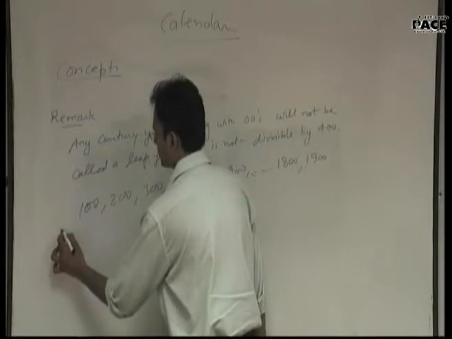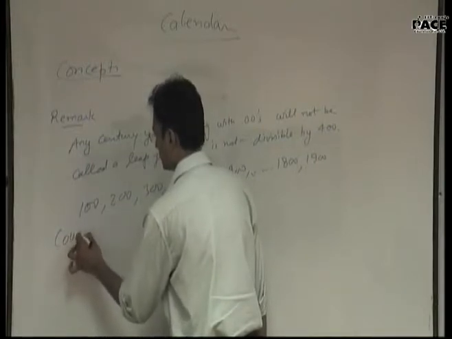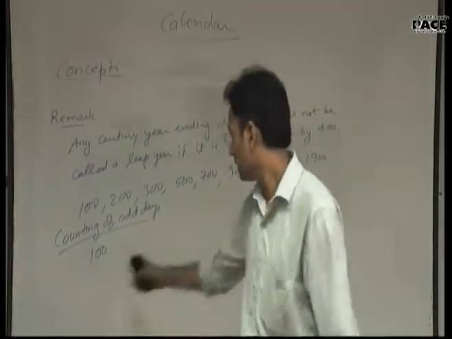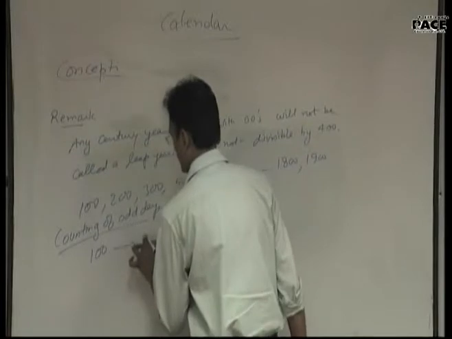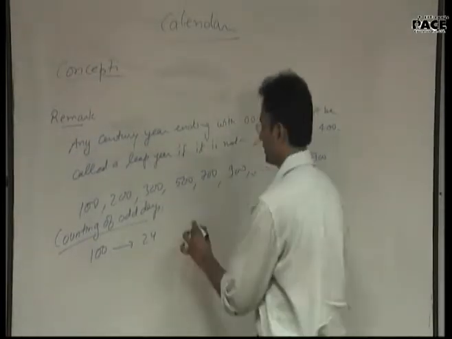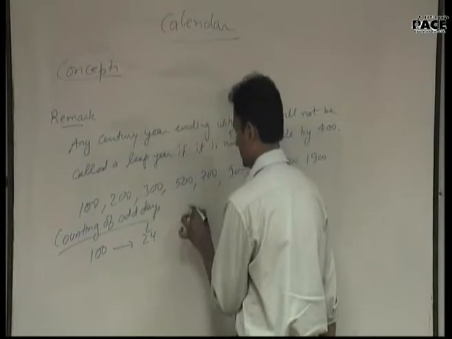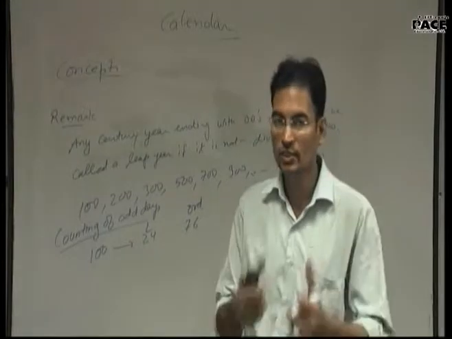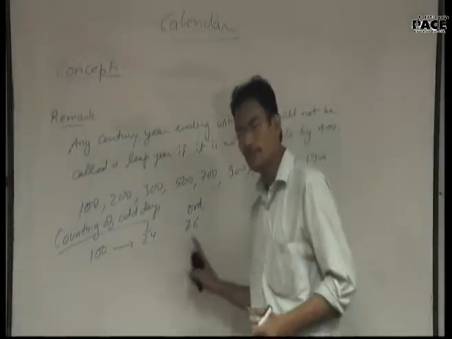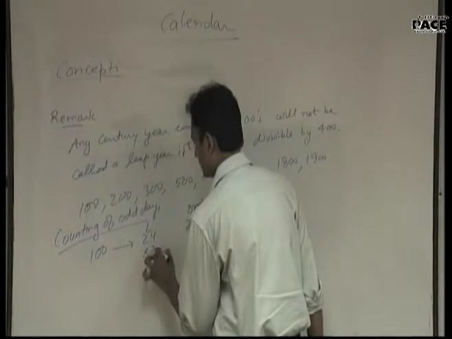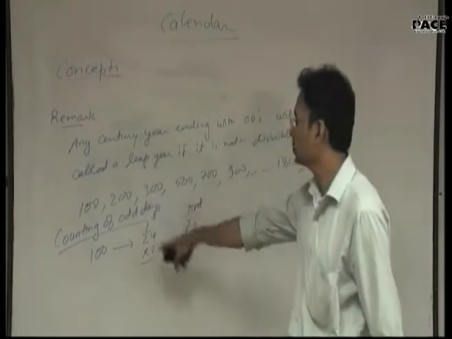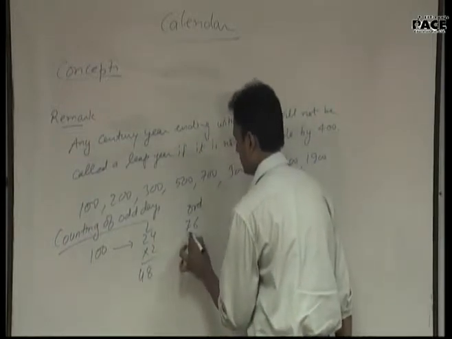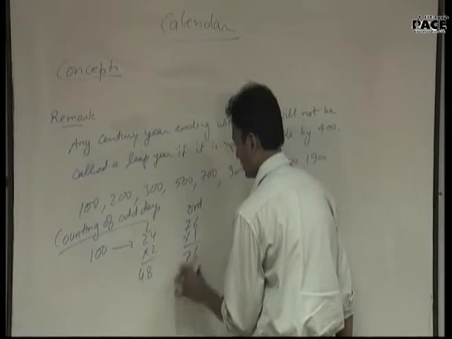Now, calculations or counting of odd days. For the first 100 years, there were 24 leap years and 76 ordinary years, because the 100th year was not a leap year since it is not divisible by 400. Every leap year has 2 odd days, so 48 odd days, and every ordinary year has one odd day, 76.